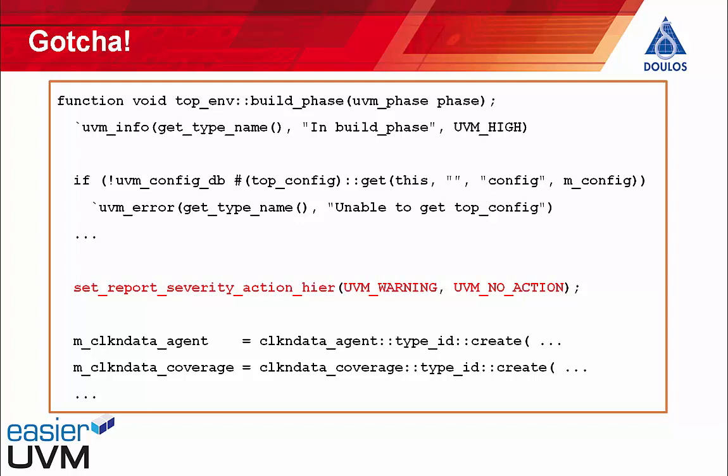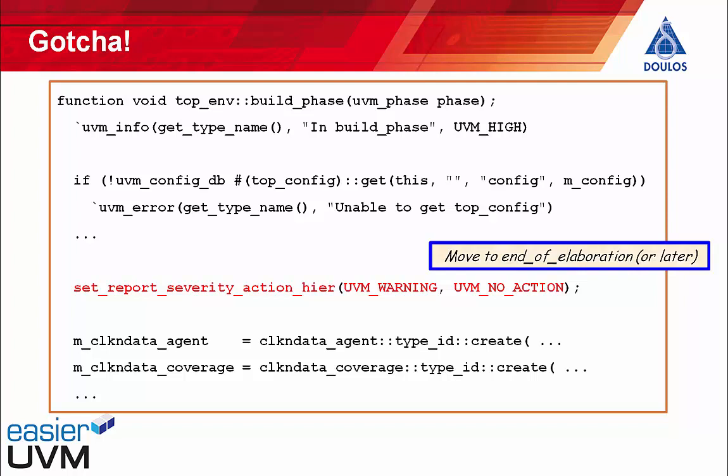The children only get created later on when we make these calls to create, and then recursively inside the calls to create we make calls to the constructors of those components and eventually ask the factory to create the components for us. At this point we haven't created the components, and so we won't be setting report actions for those components. So it's critical when you call methods of the report handler to only call them after the components in question have been instantiated. So the best fix here would be to move the call to set report severity action hierarchical to some later UVM phase, such as the end of elaboration or the start of simulation phase, for example. Very important point to bear in mind.